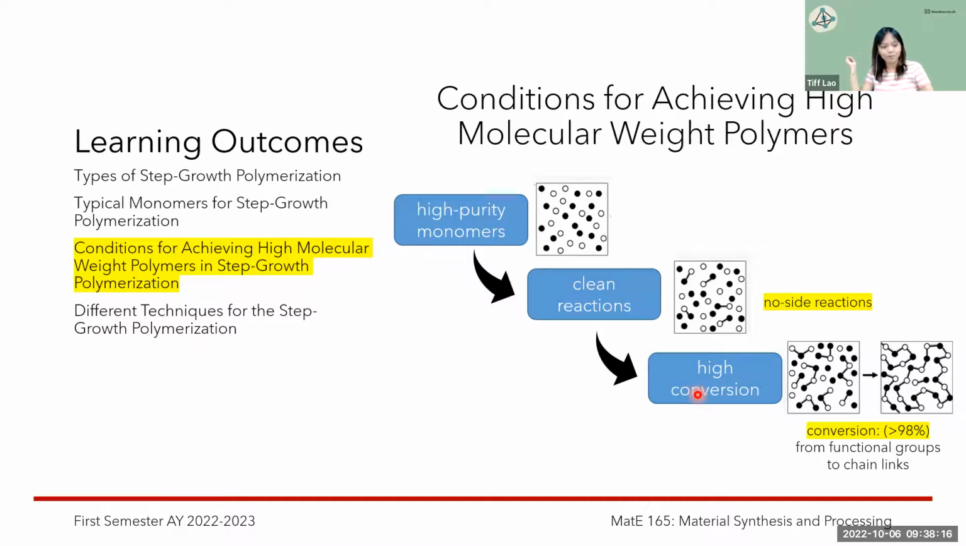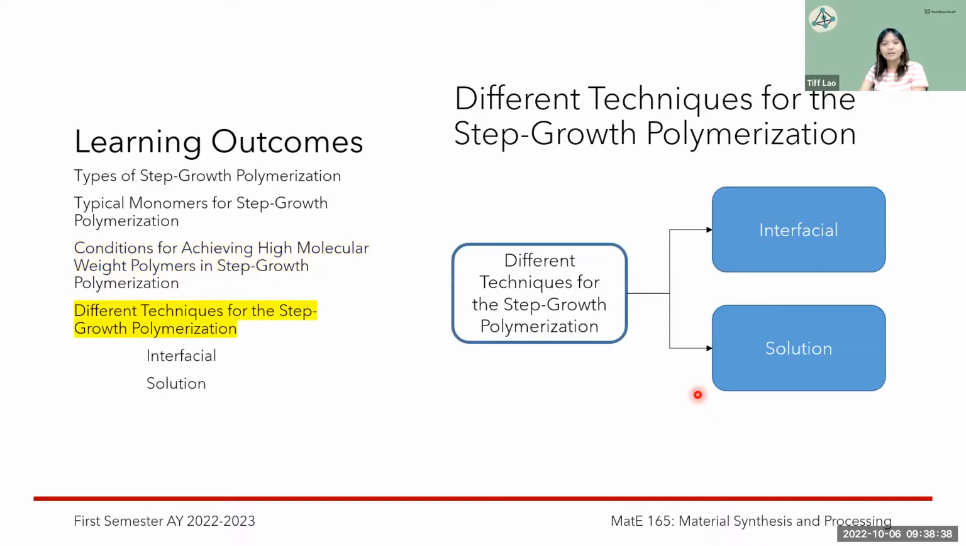How about others? Okay, so nag-gets na natin yung mechanism at saka yung mga types of monomers for step growth. Ngayon, punta tayo sa different techniques for step growth polymerization. So we have two. Actually, there are many, pero for since 165, basic synthesis lang naman yung kailangan nyo, ito muna. So you have interfacial and solution.